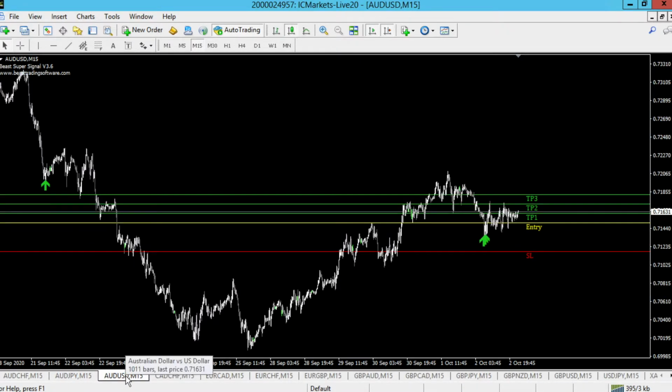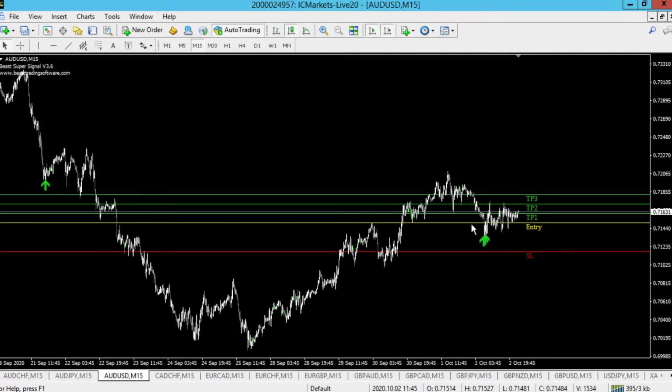The next pair we're looking at is the Australian dollar, the US dollar. Here we did have a signal. I'm not sure if it might have hit take profit 3. It could have. I can't see back if it might have, but it does look like it might have hit take profit.